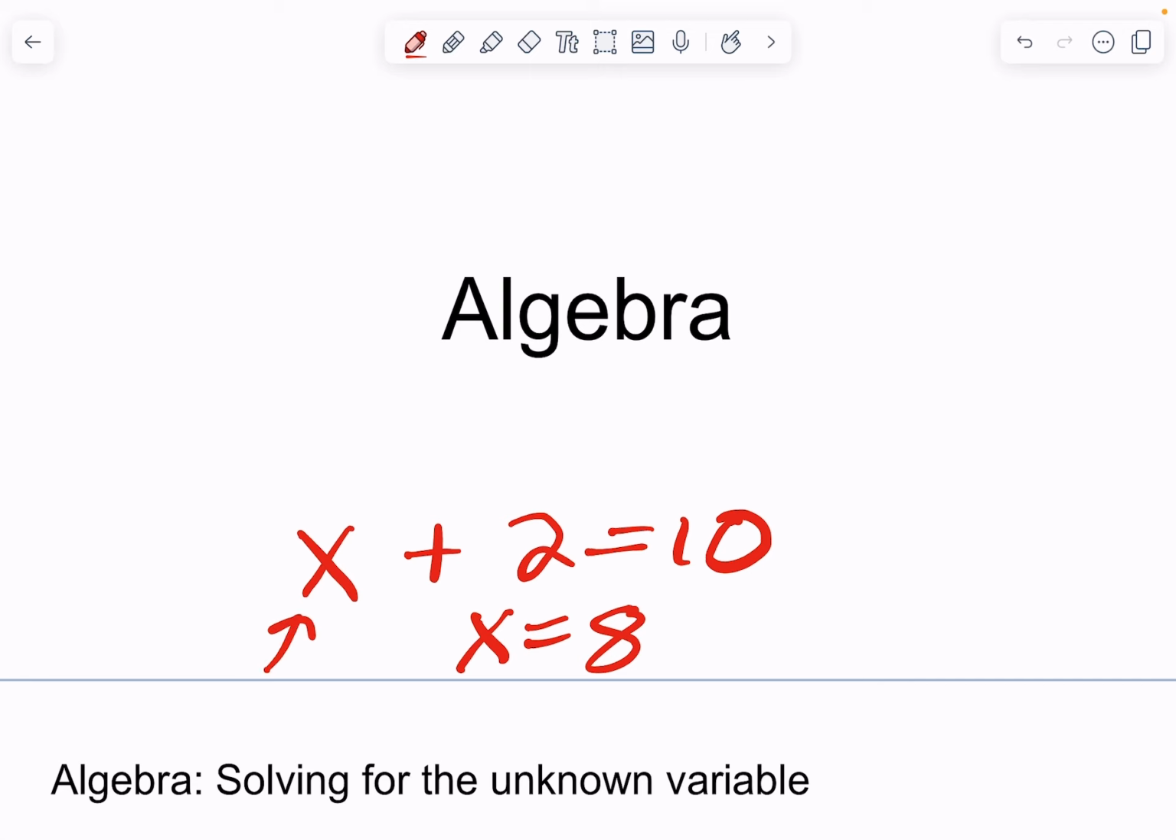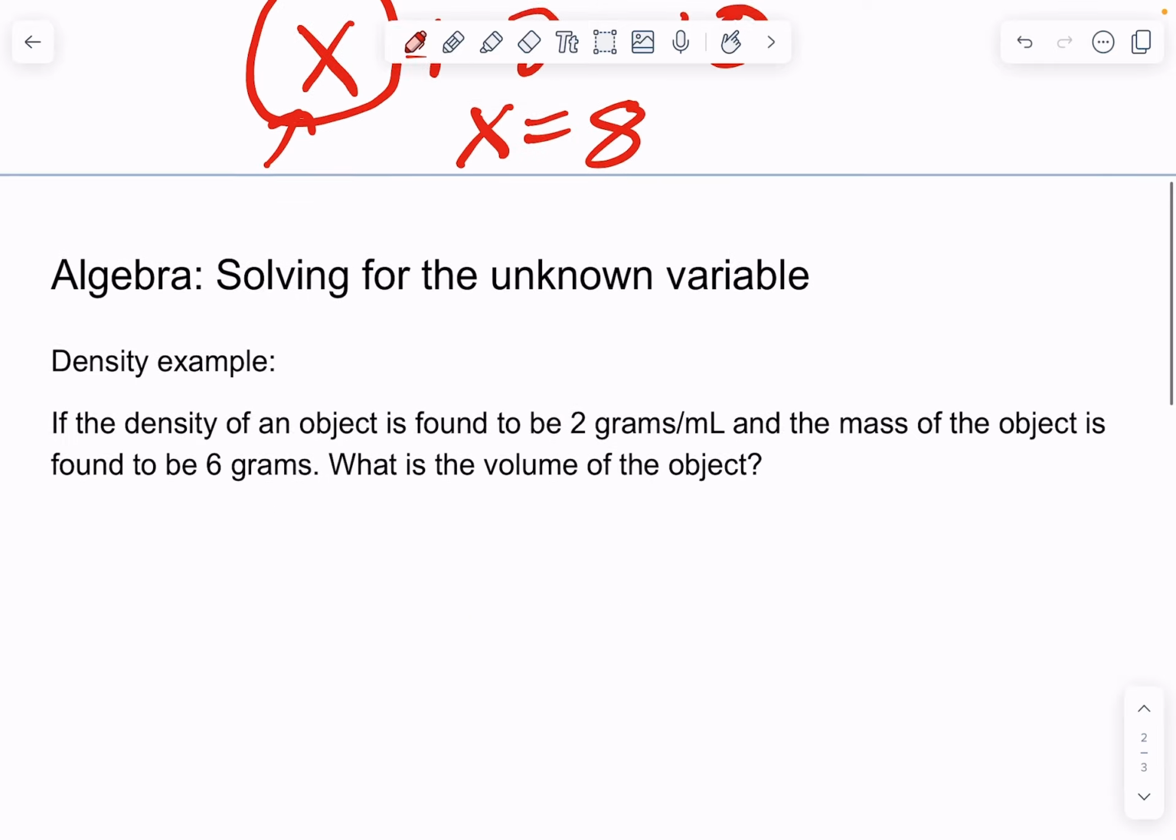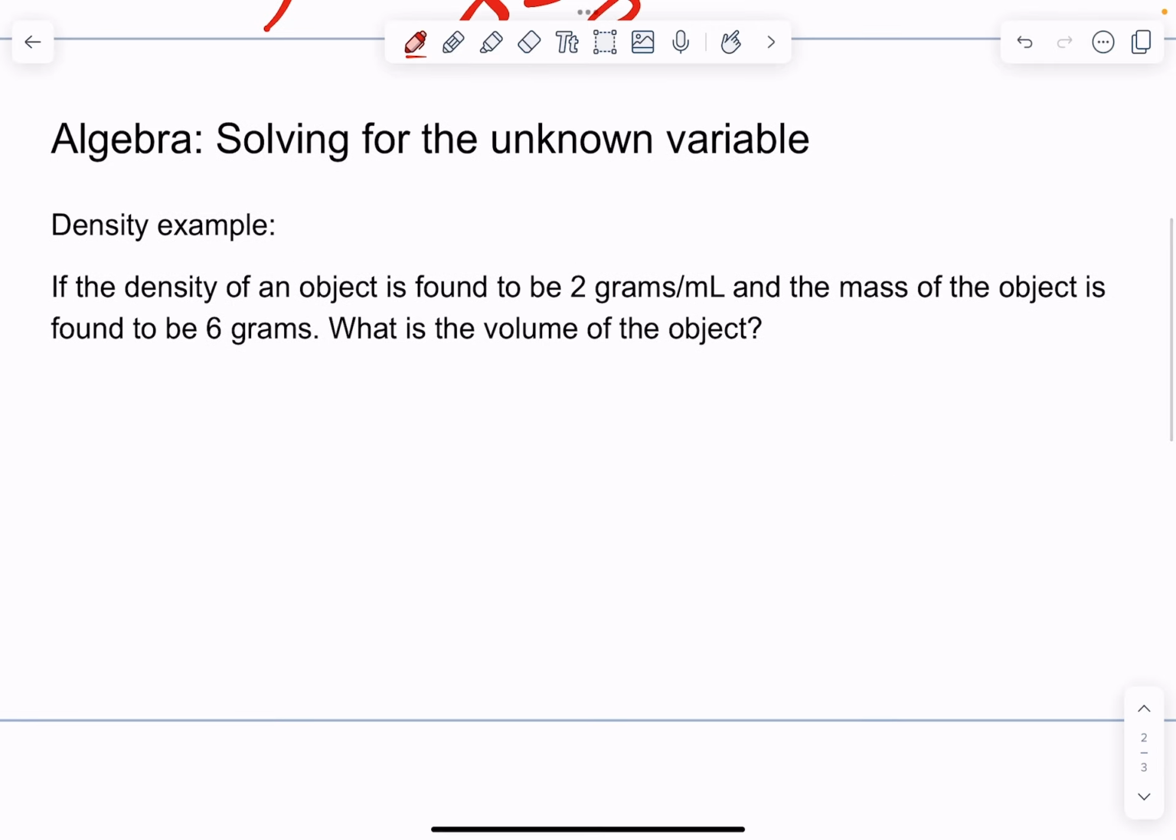Sometimes in a lot of our questions, they're going to give you 2 or 3 numbers, and you have to solve for that unknown variable. For this quick density example here, okay, we have a density of an object and it's found to be 2 grams per milliliter, and the mass of the object is found to be 6 grams. What is the volume of the object?